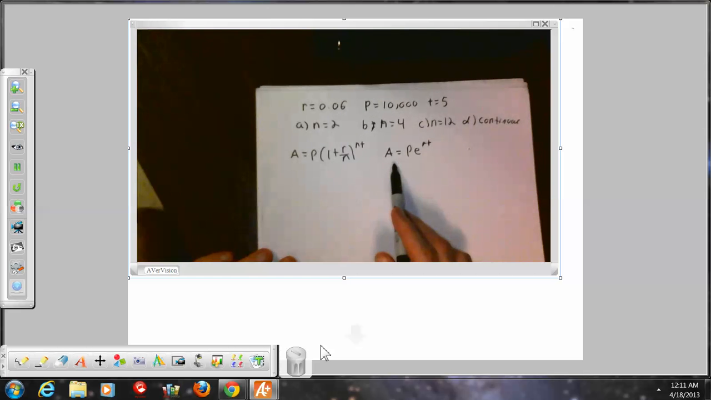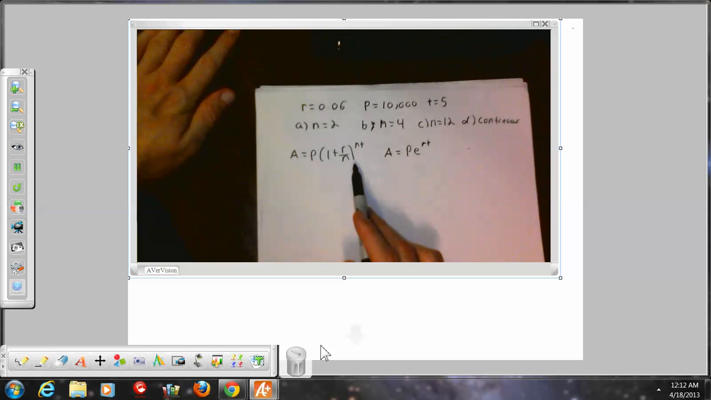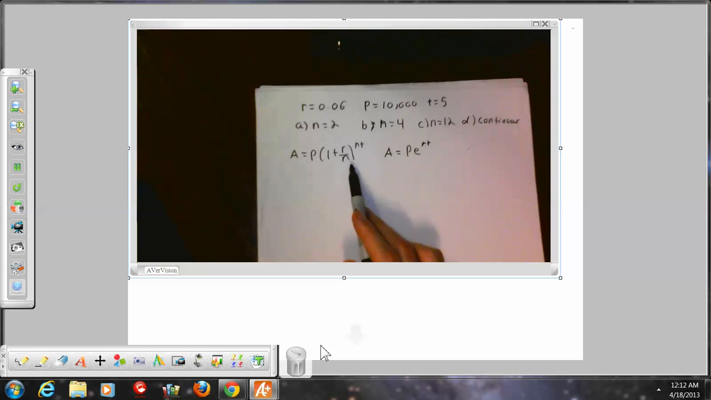And essentially, if we let n get infinitely large, say going from compounding quarterly to monthly, and from monthly to daily and daily to hourly, and just keep making this value of n larger and larger, so we're compounding more and more times a year, this function here is getting closer and closer to this function. So in calculus, if we let n go to infinity, then these two expressions become equal. So that's kind of the idea.